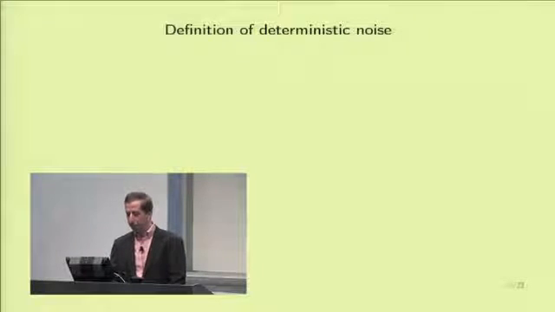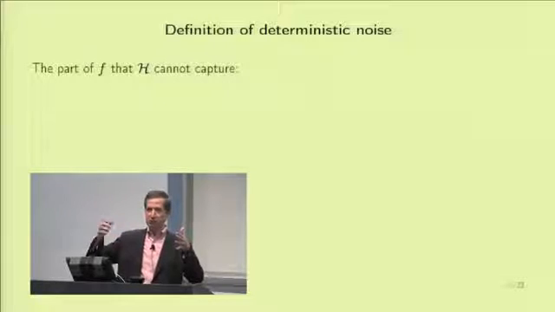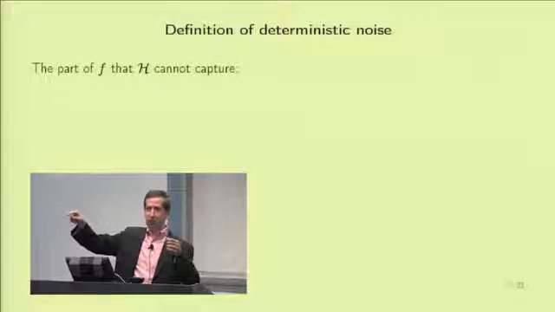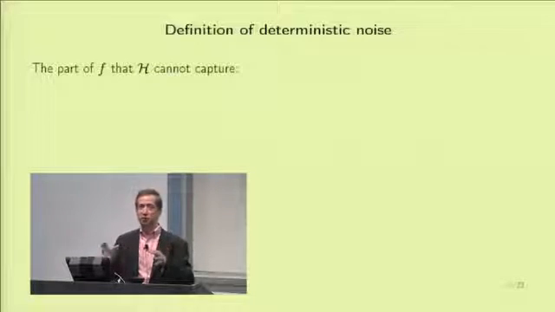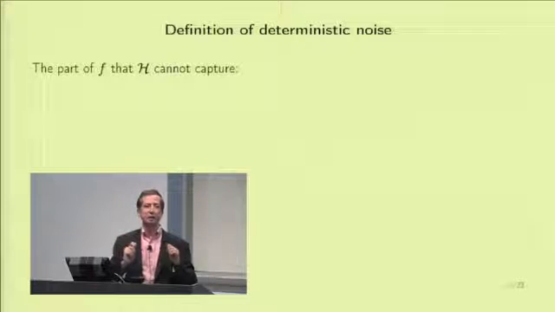What is it? It will be actually noise, as you may know. If I tell you what is the stochastic noise, you will say, okay, here's my target, and there is something on top of it. That is what I call stochastic noise. So the deterministic noise would be the same thing, except that it captures something deterministic. It's the part of the target that your hypothesis set cannot capture.